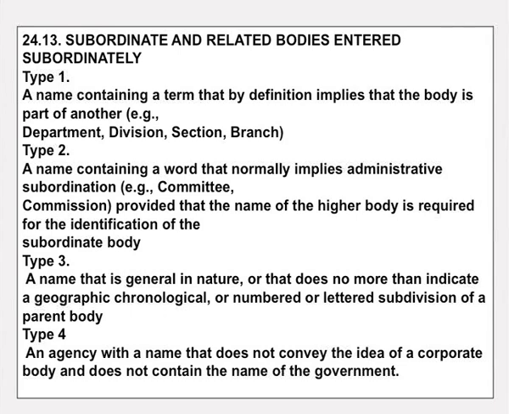In Jamia Millia Islamia, we have so many departments. These departments are subordinate bodies of the main corporate body, which is the university. In type 2, a name containing a word that normally implies administrative subordination, like a committee or a commission, provided that the name of a higher body is required for the identification of the subordinate body.